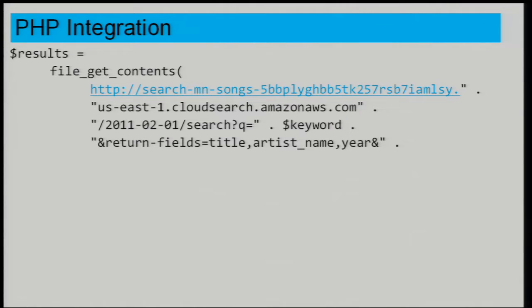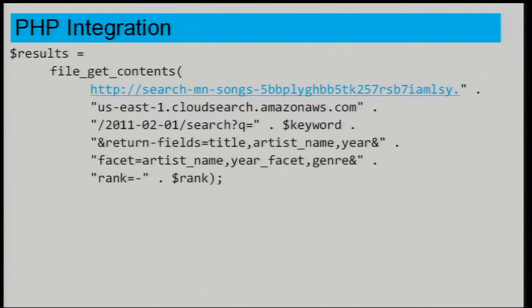We can tell CloudSearch to return different fields. In this case, we're returning the title, the artist name, and the year. We can also facet, so we tell CloudSearch to facet by artist name, year, and genre. And we can also specify a ranking function, how to rank the results. You could type all of this into a URL. This is simply an HTTP endpoint, a simple HTTP GET. What comes back, we can just JSON decode, inflate into objects, and use those objects to populate our UI.